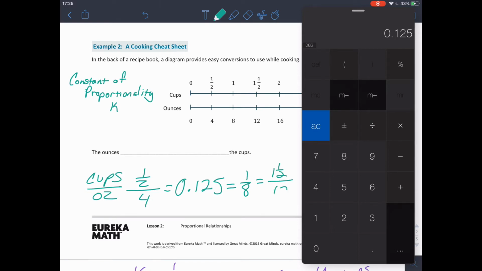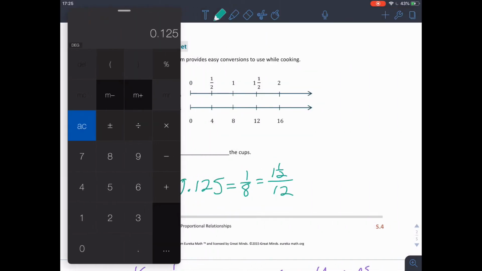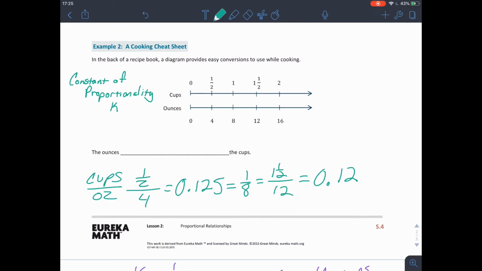Now, I want to make sure I don't stop here. I want to check every number, especially on tests. They like to hide the last pair of numbers as something where one of them is not quite proportional. So we can do 2 divided by 16. And it turns out that, yes, it is proportional. Whoop, that's not what I meant to write. 1 over 16. 2 over 16.